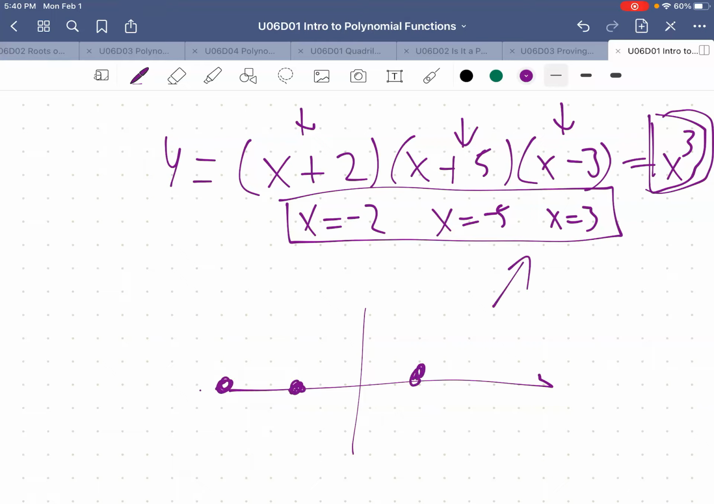We'd see it's an odd degree with a positive leading coefficient, so it'll be up on the right. So the graph will look something like this.